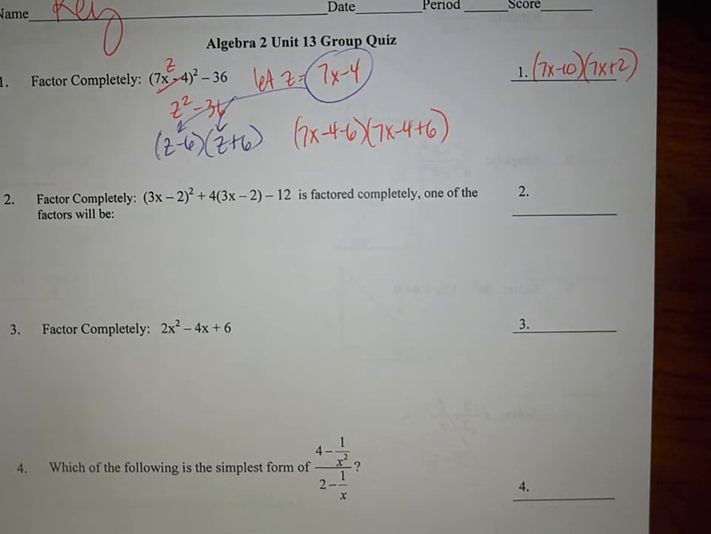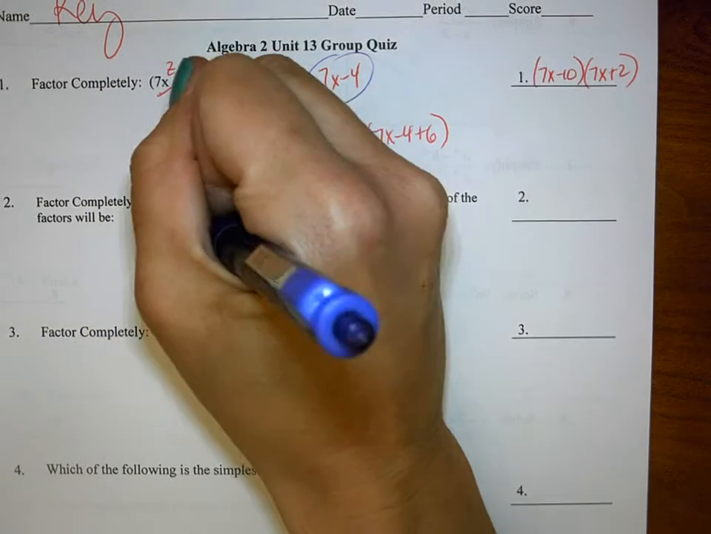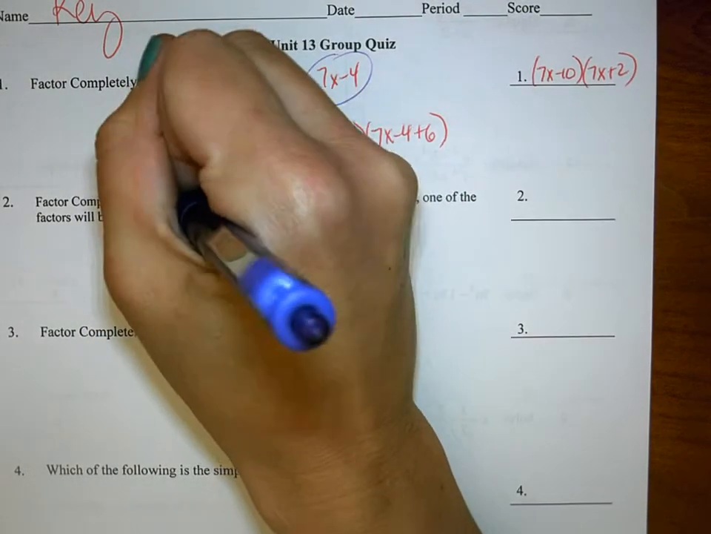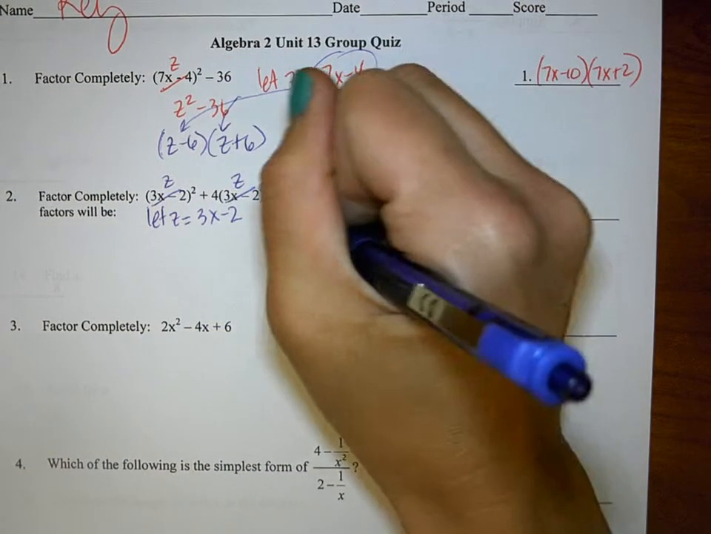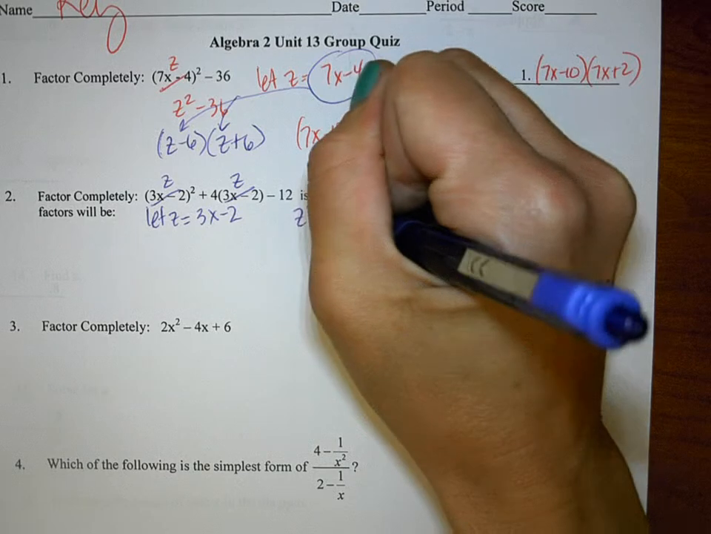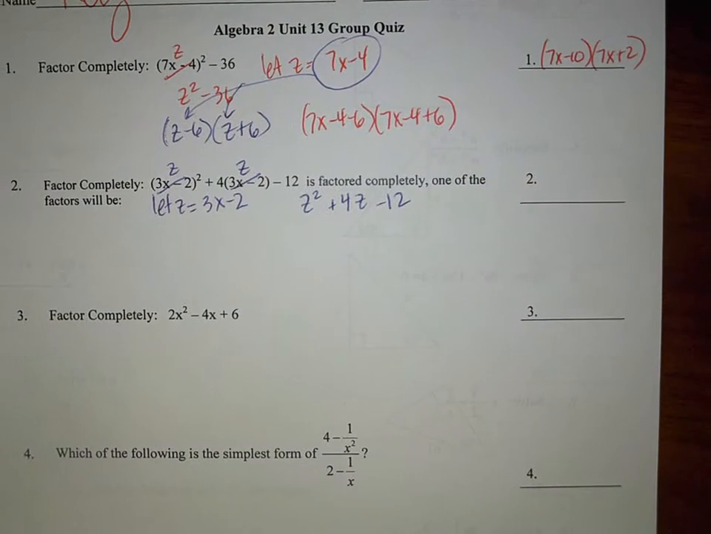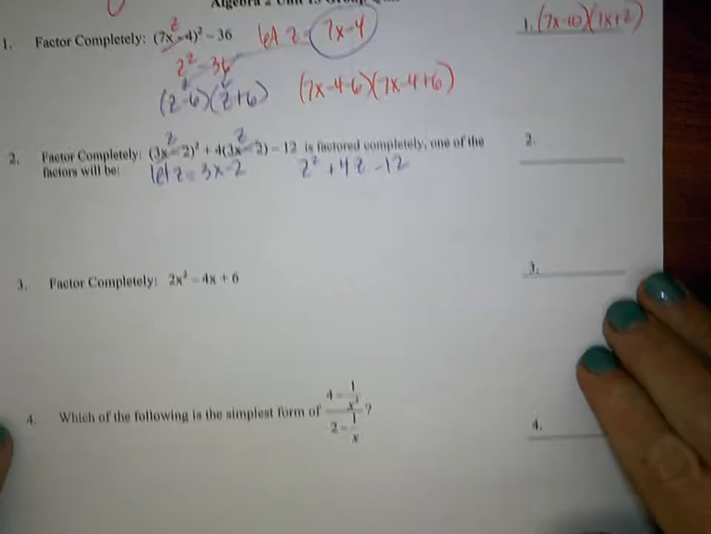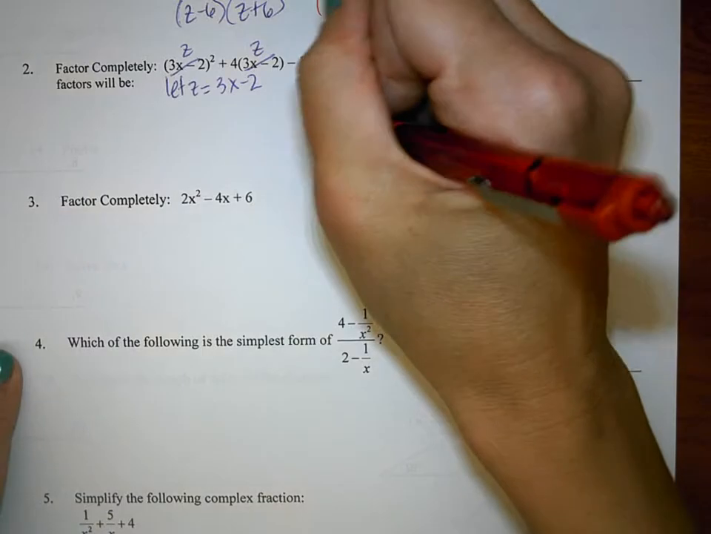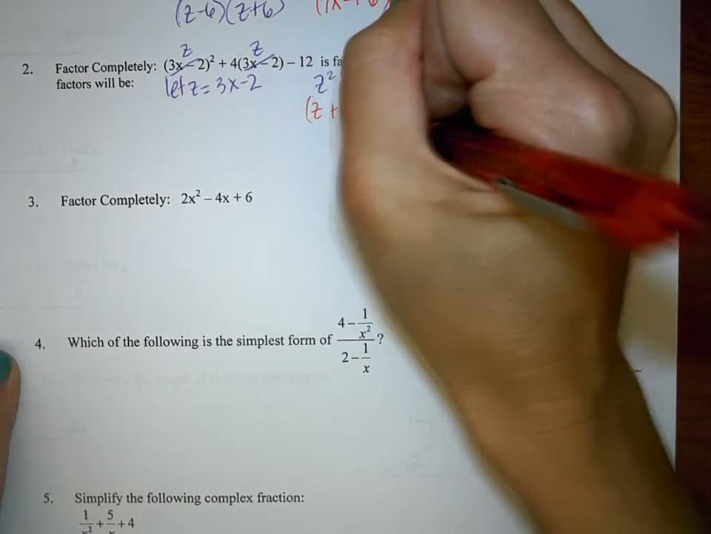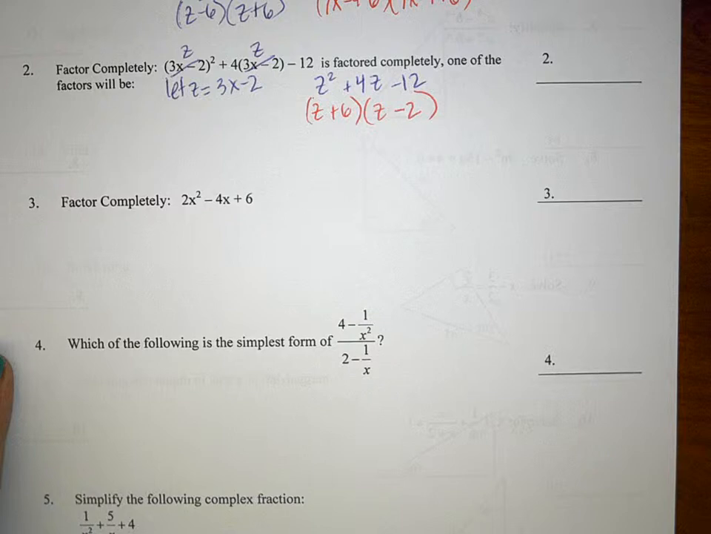Okay, number 2. Same thing. Let z, though, this time equal 3x minus 2. So this becomes a z and that becomes a z. Our equation now is z squared plus 4z minus 12. What multiplies to be negative 12 and adds to be 4? 6 and 2. Thank you. Z plus 6 and z minus 2. Can I factor any further?